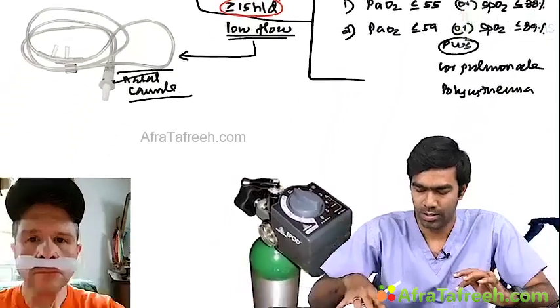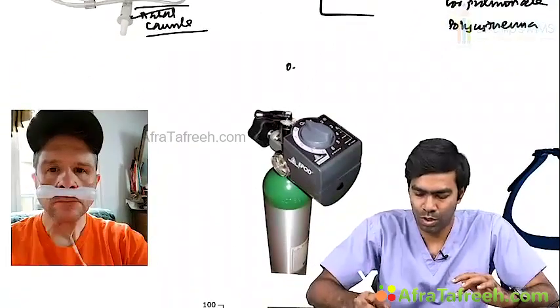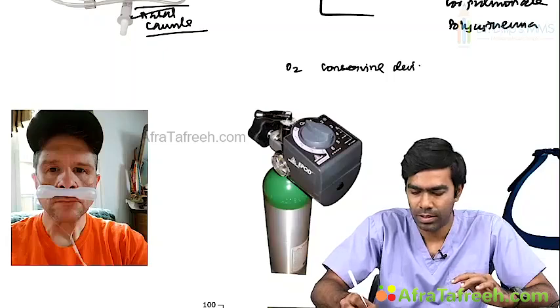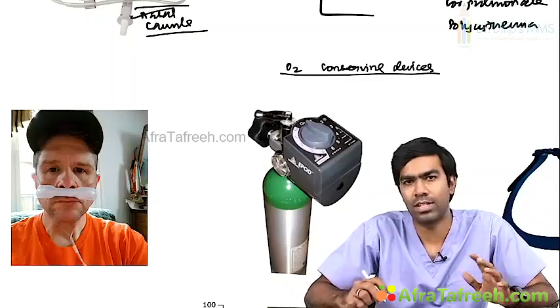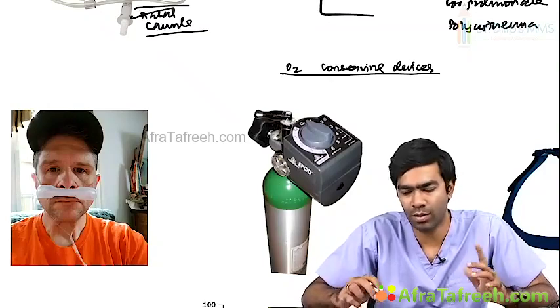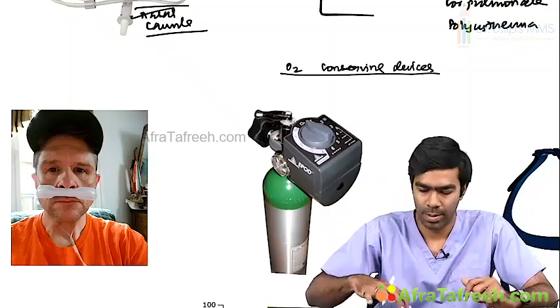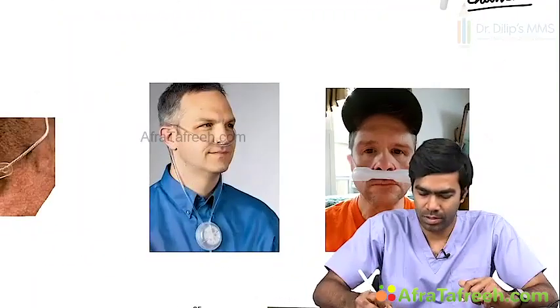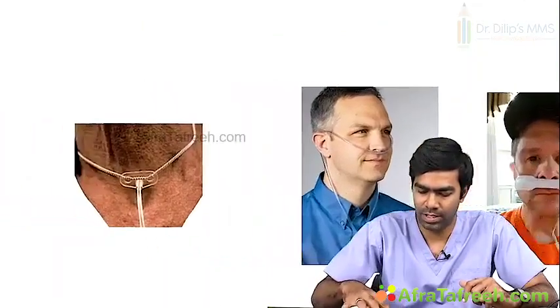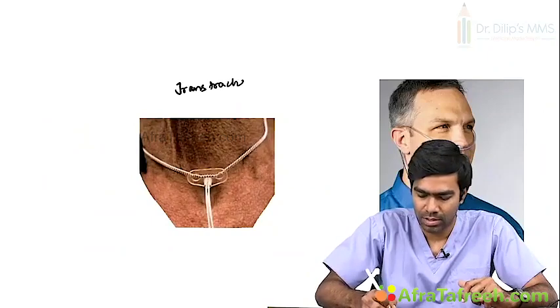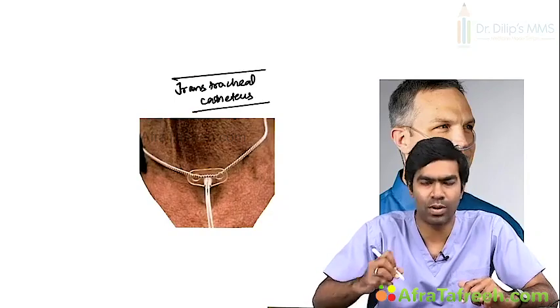So now, since I told you that this nasal cannula is going to waste a lot of oxygen, we have to look out for oxygen conserving devices, because ultimately it's the patient who's going to spend on oxygen. It's not a cheap drug as well. It's going to be costly, so you have to look out for the oxygen conserving devices because it's a long-term therapy. That's why we have transtracheal catheters. Transtracheal catheters. It's very good actually.